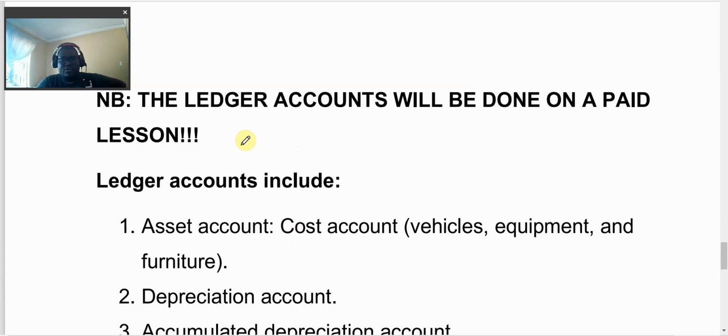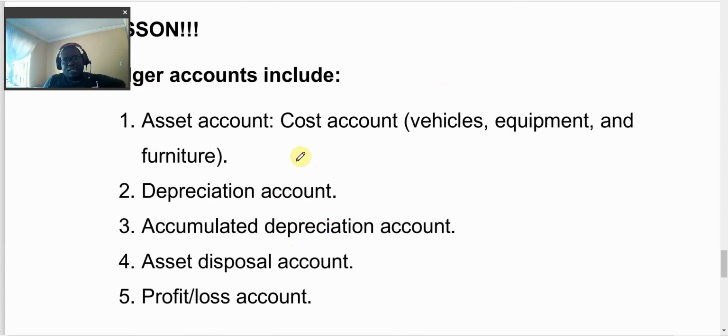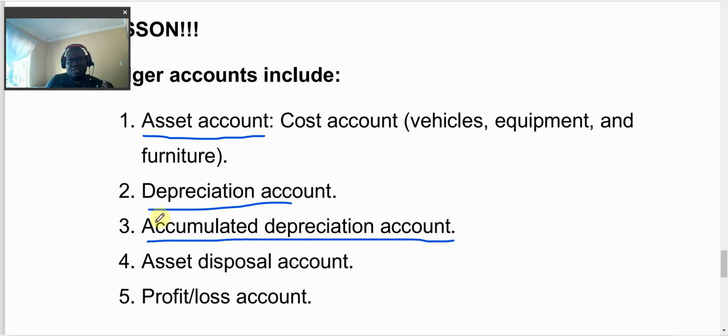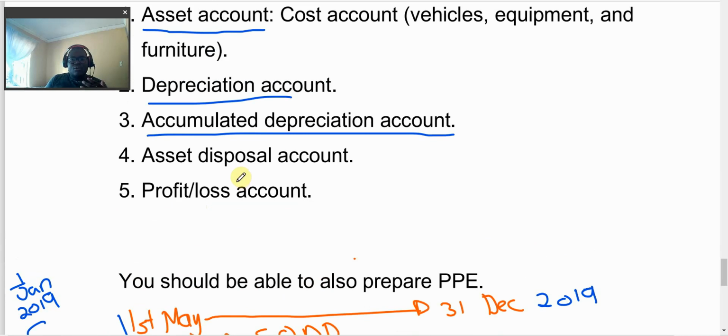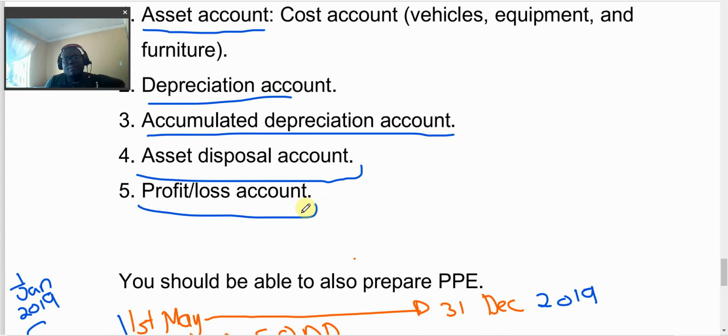And then on the next session, I'm supposed to actually show you how this works in the ledger account and so forth. So this one will be a paid session. I will show you how, when you buy, how do you record that, and when you sell. I'll show you how the depreciation account is dealt with, how depreciation is recorded, and how accumulated depreciation is recorded. And then I will also show you how to record in the asset disposal account when you are selling any asset that you had bought before. And then I'll also show you how this impacts the profit and loss statement.